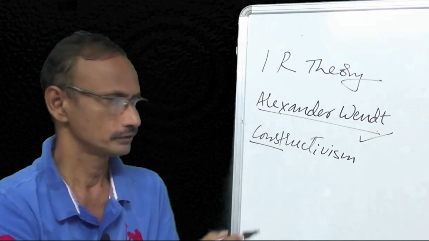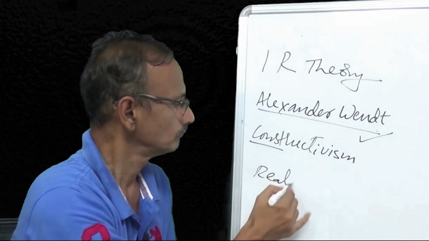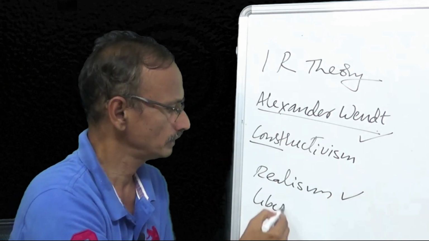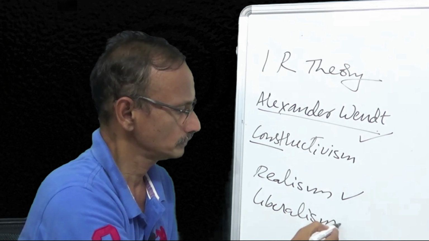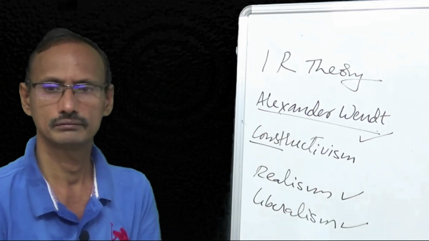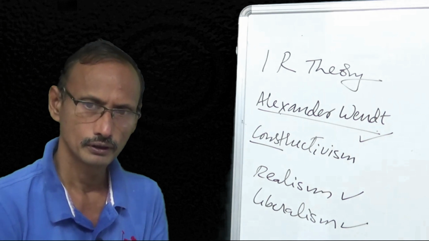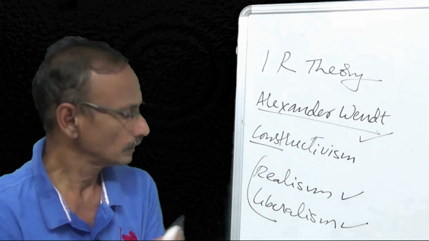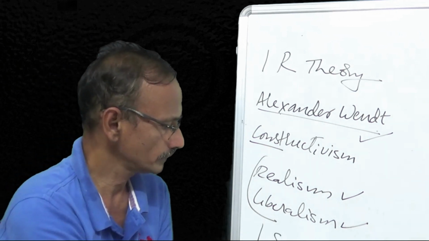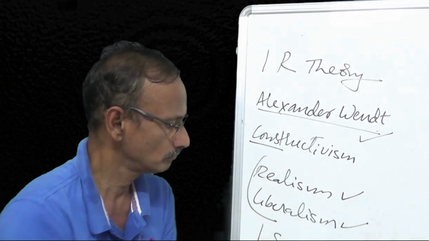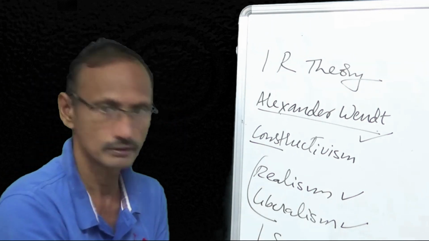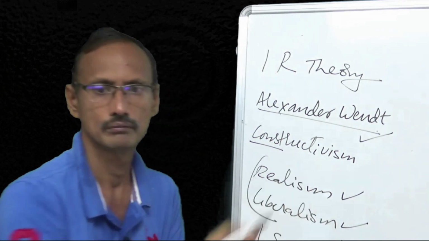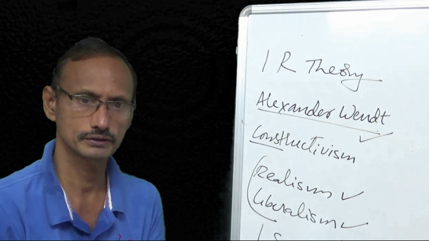Among IR theories, realism is one very popular theory. Liberalism is another popular theory. Okay. These two are most important, but there are others also, like international society, Marxism, Marxist theory, international society.